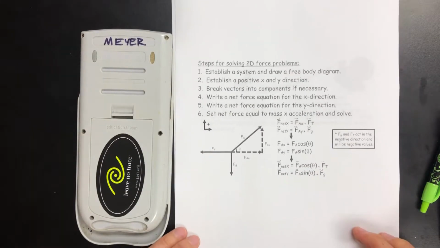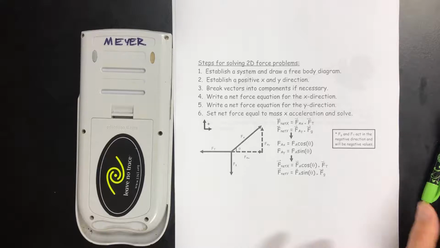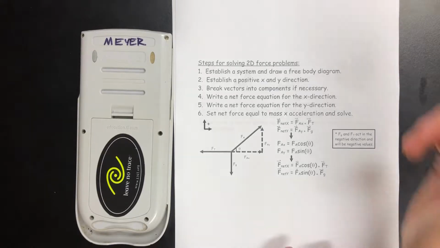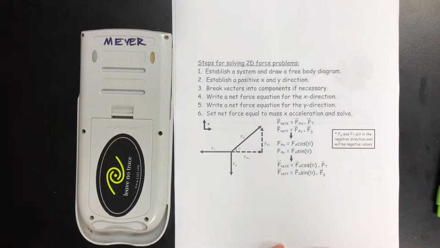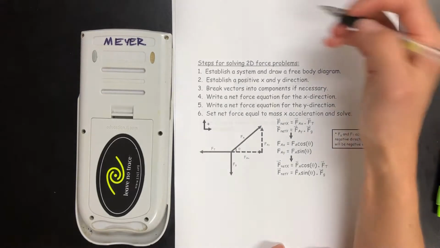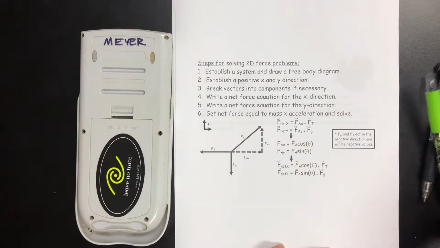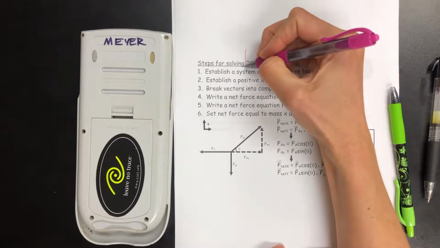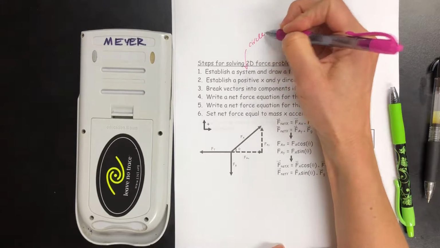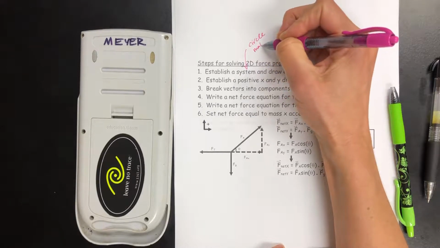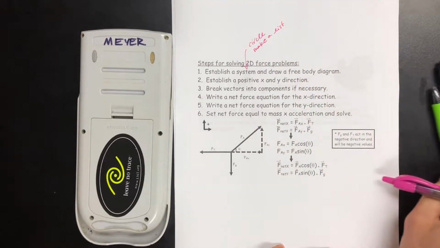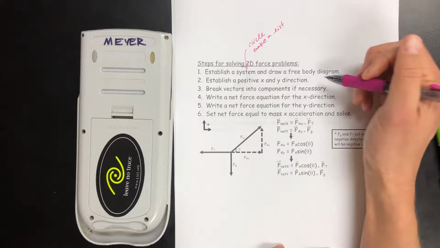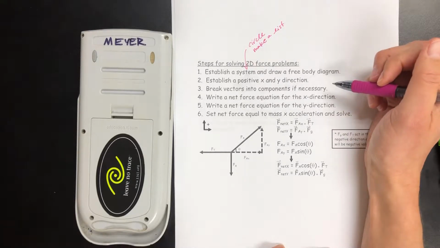Alright, here are the problem-solving steps for solving a problem where we have two forces in two dimensions. First, you're going to establish your system and draw a free body diagram. When you establish your system, you can either circle the system in a picture, or you can make a list. Then you need to establish positive x direction and positive y direction. That's important to do because a force is a vector.